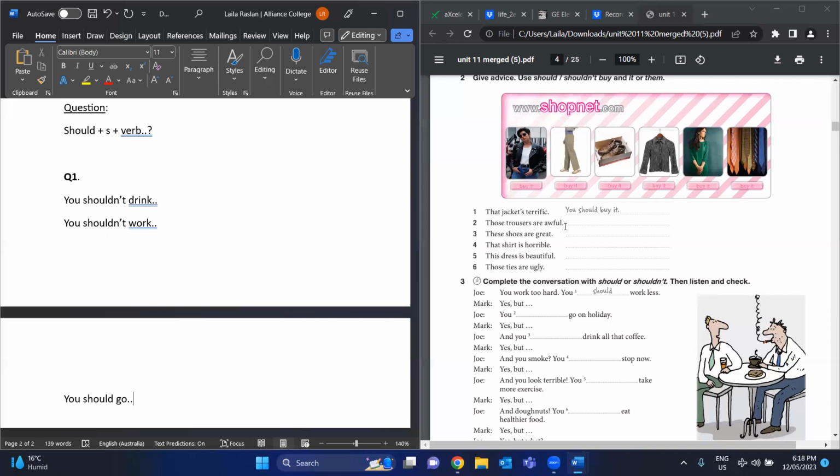Number 6, back to Nicholas. Those ties are ugly. You shouldn't buy them. Yeah, you shouldn't buy them. Good. So we're practicing the should verb.